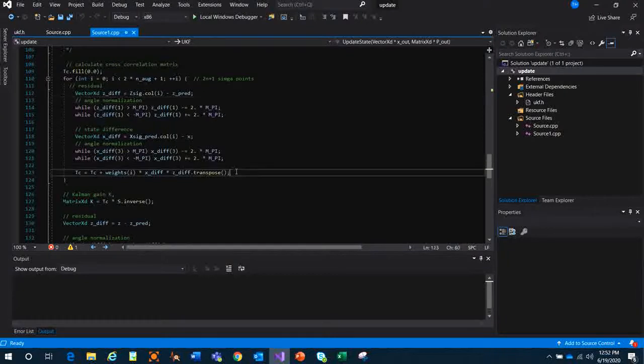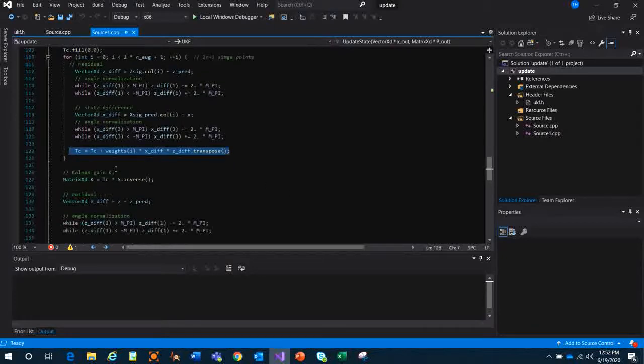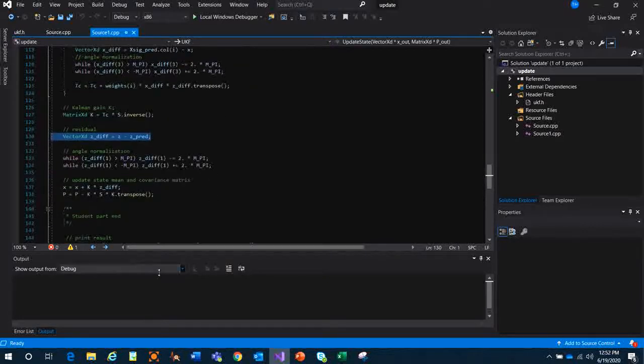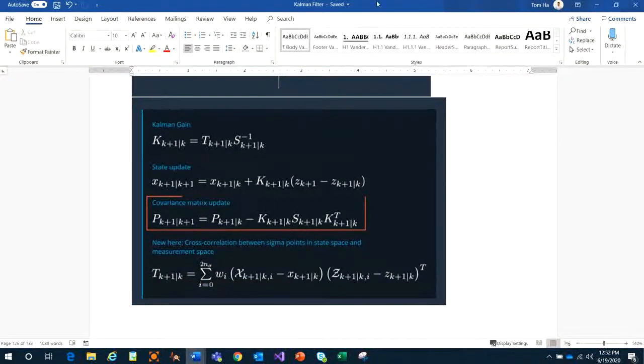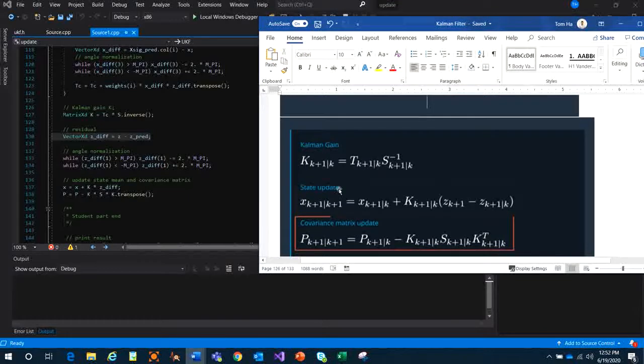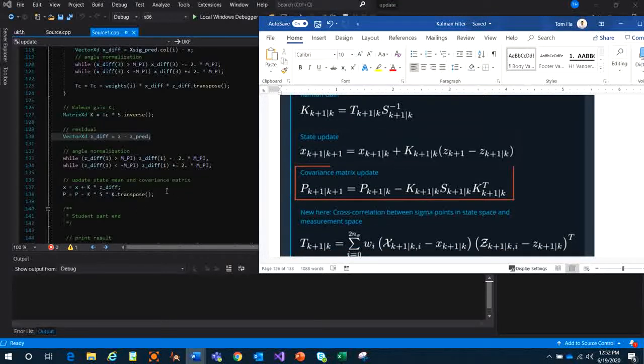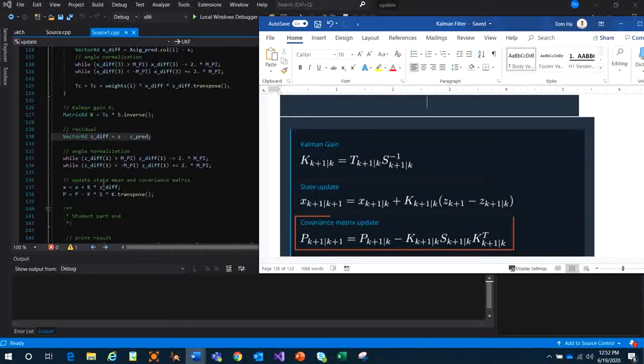So we calculate TC right here, right? And after that, we calculate Kalman gain, and we do the same formula right here. It's quite the same. Again, K equals TC times S inverse, right? And we use the formula to update the mean and covariance matrix. Look at this formula, it is the same as the state update and covariance update. This formula right here.